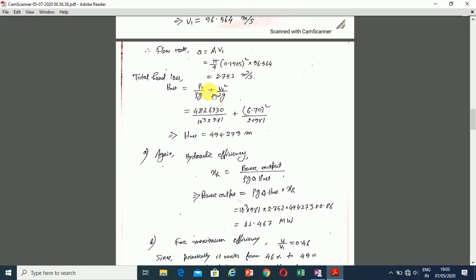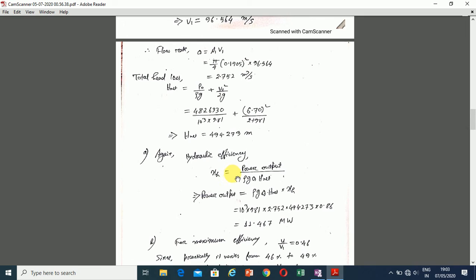Here P naught is given as 6.70, P naught is given 48.26300 divided by 10 to the power 3 into 9.81. From here we get net head loss, that is 494.273 meter.